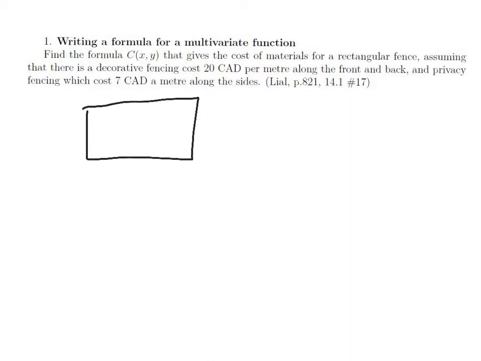So along the front and the back we have decorative fencing. So we're going to say X here and X here. That's our decorative fencing. And along the sides we have privacy fencing. We know that every X costs $20 and every Y costs $7. Y meters, X meters, and so on. So how do we develop that function?